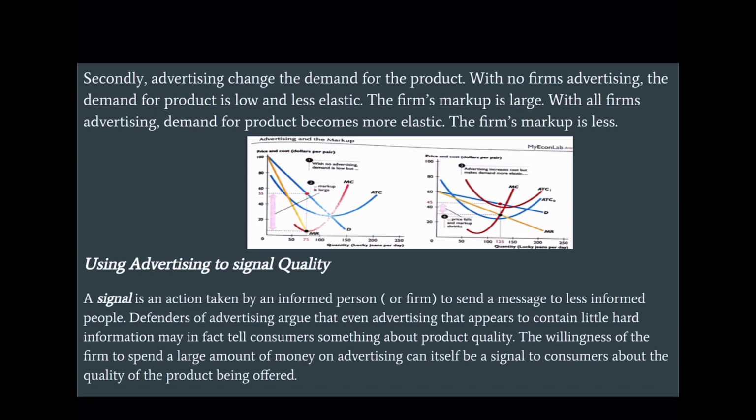Using advertising to signal quality. A signal is an action taken by an informed person or firm to send a message to less informed people. Defenders of advertising argue that even advertising that appears to contain little hard information may in fact tell consumers something about product quality. The willingness of these firms to spend a large amount of money on advertising can itself be a signal to consumers about the quality of the product being offered.